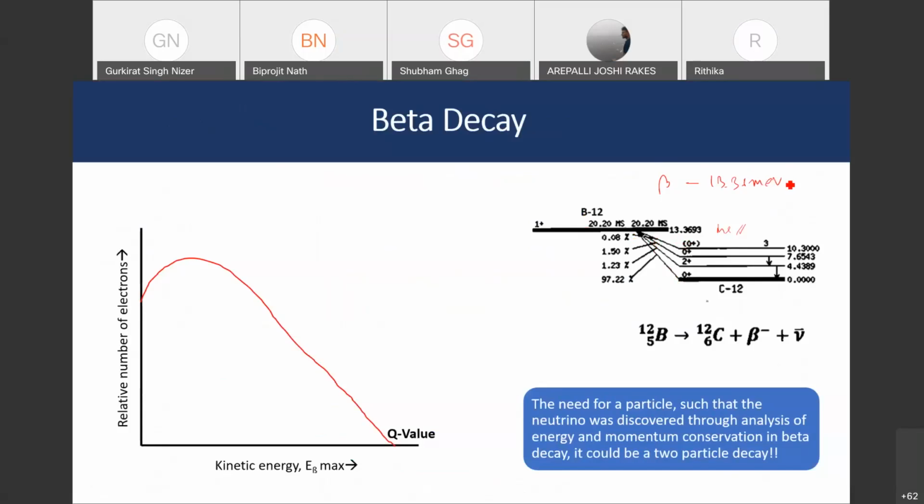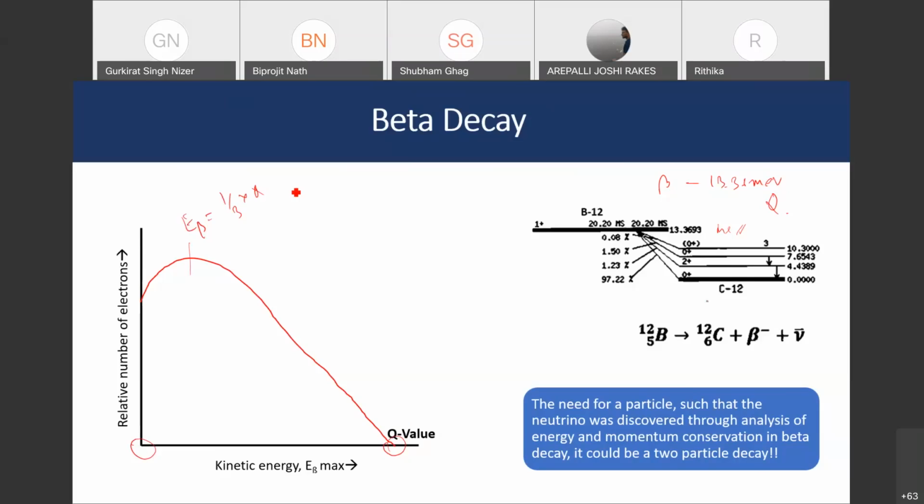We never get a beta particle which has energy equal to the Q value, but rather we get beta particles with a spectrum of energies. The number of beta particles with energy equal to the Q value tends to zero, it is very small. Rather, we get a spectrum of energies, and that's the E beta max over here. And E beta max is equal to 1/3 of the Q value.